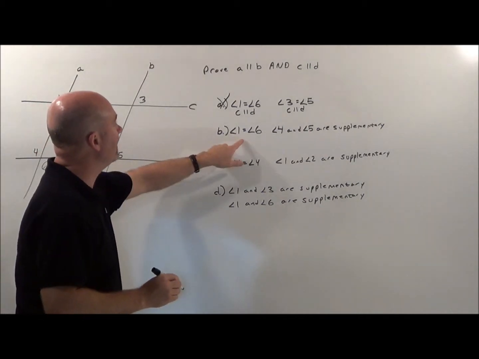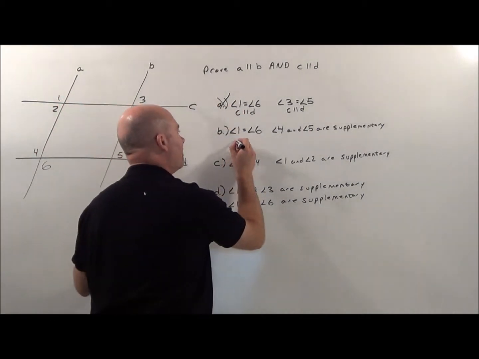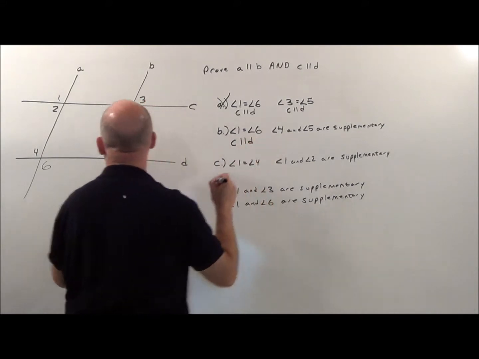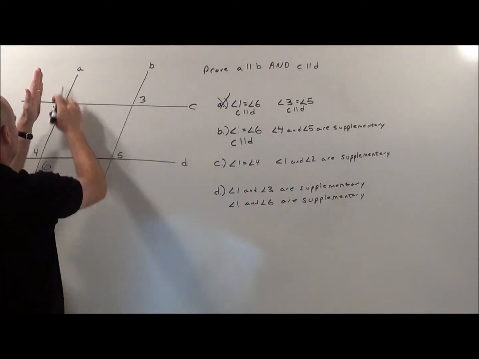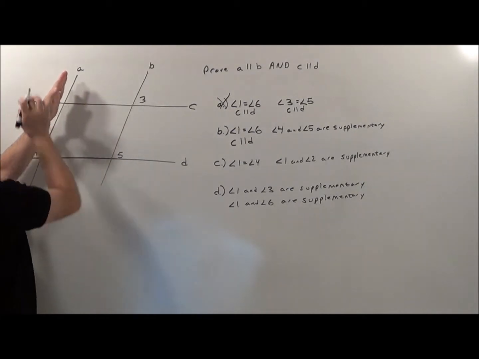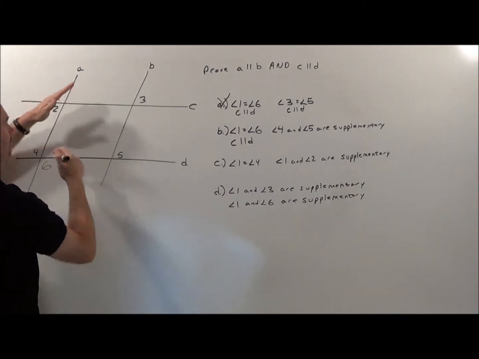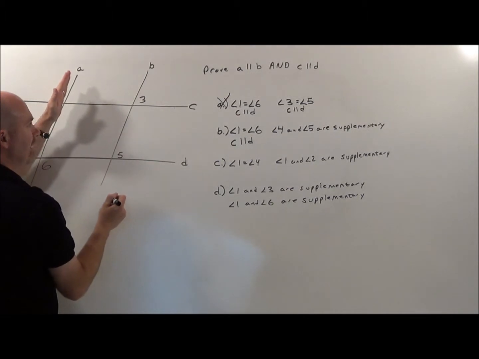Let's come to the next one. 1 equal to 6. Well, we already showed that that proved C was parallel to D because they were alternate exterior angles. There's the transversal, alternating sides of the transversal on the exterior of the two parallel lines. So that gets C and D parallel.